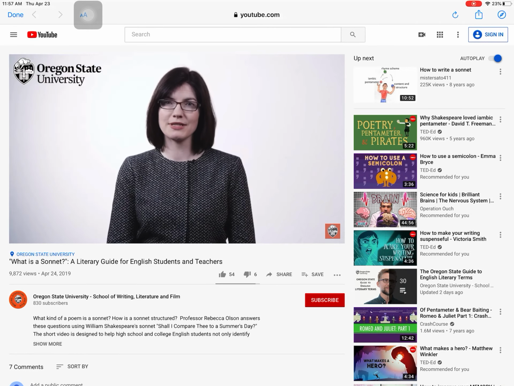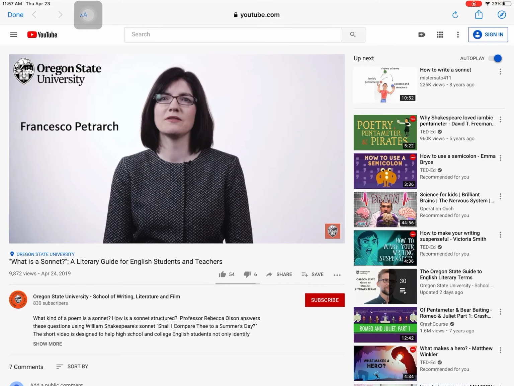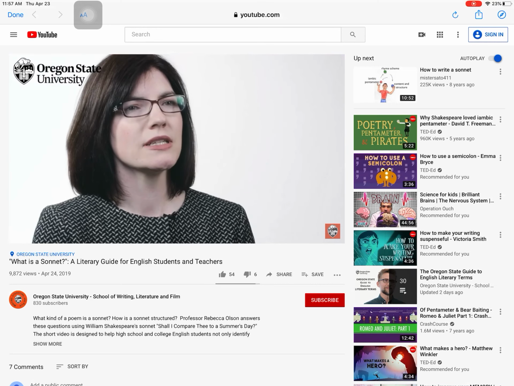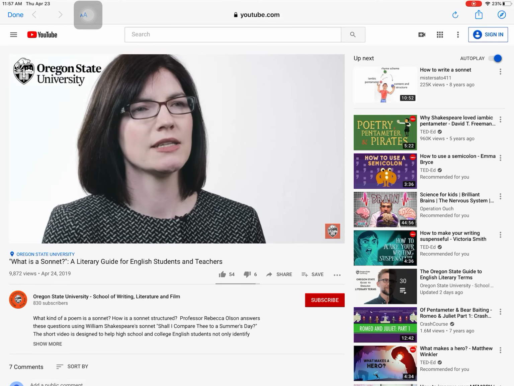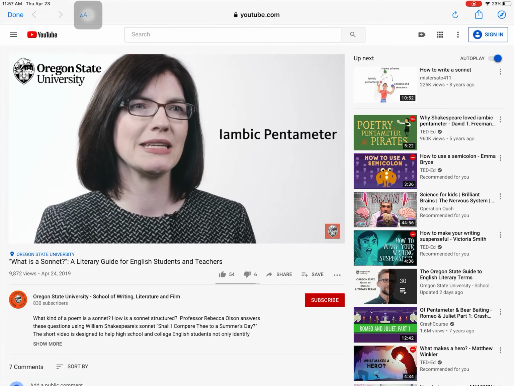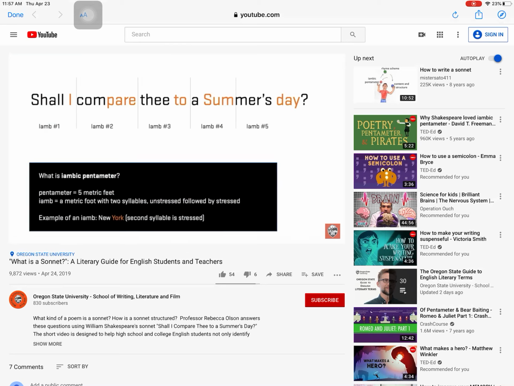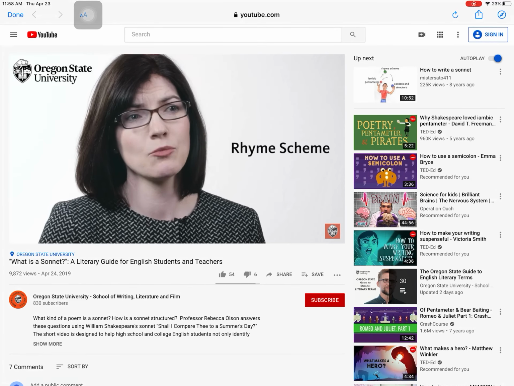English poets borrowed the sonnet form from the Italian poet Francesco Petrarch. Traditionally, the sonnet has 14 lines of iambic pentameter linked by an intricate rhyme scheme. Iambic pentameter refers to its rhythm. Basically, each line of the poem has 10 syllables and every other syllable is stressed. For example, "Shall I compare thee to a summer's day," which is the first line of a sonnet by William Shakespeare. Not all sonnets have the same rhyme scheme.